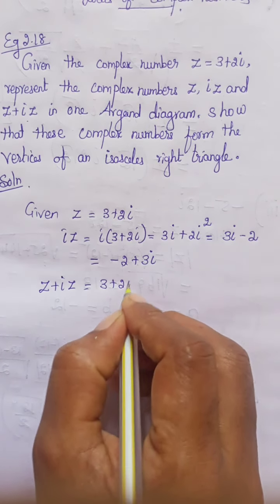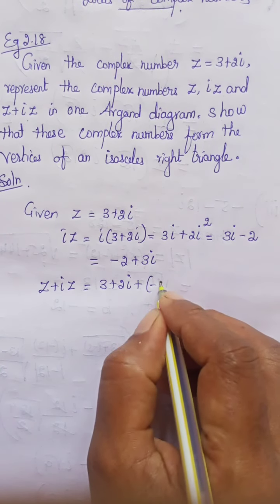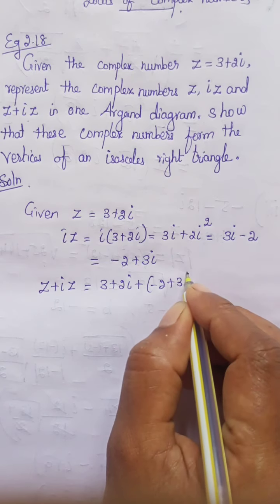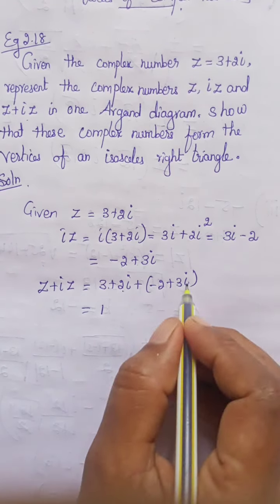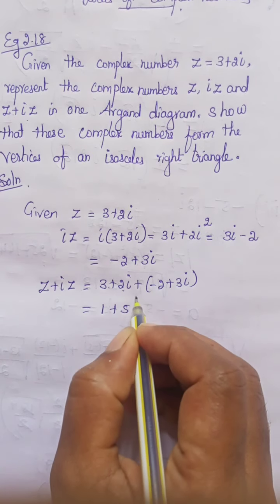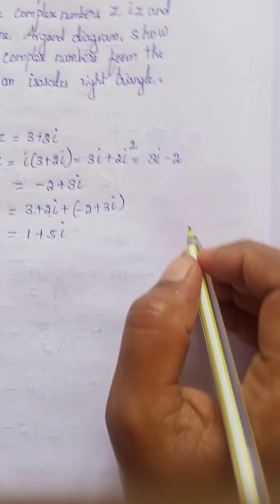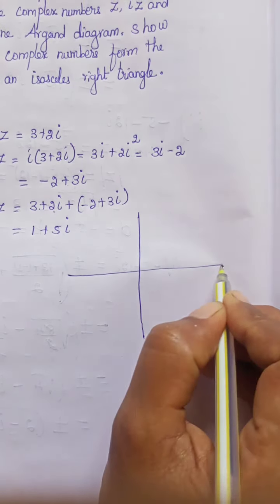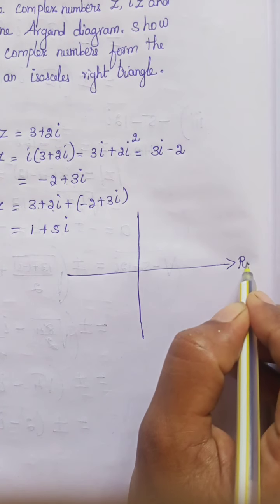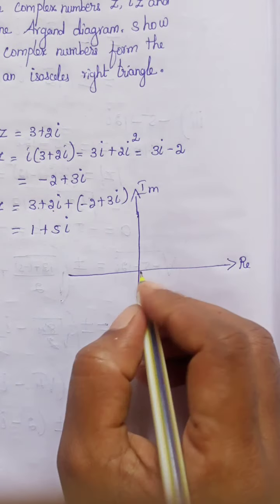So 3 plus 2i plus iZ, we have found out that is minus 2 plus 3i. So we get 3 minus 2, 1. 2i plus 3i is 5i. So we have found out all these 3. Now we have to draw everything in the Argand diagram. See, this is the real part, and this y-axis we have to keep as the imaginary part.